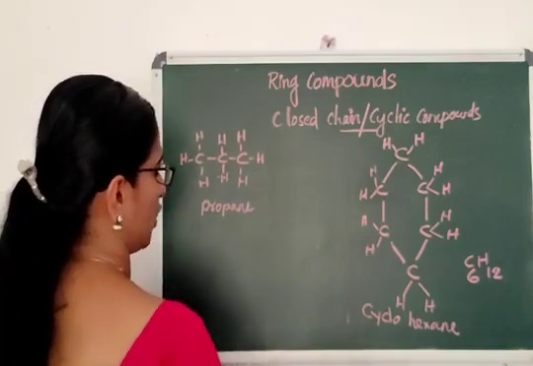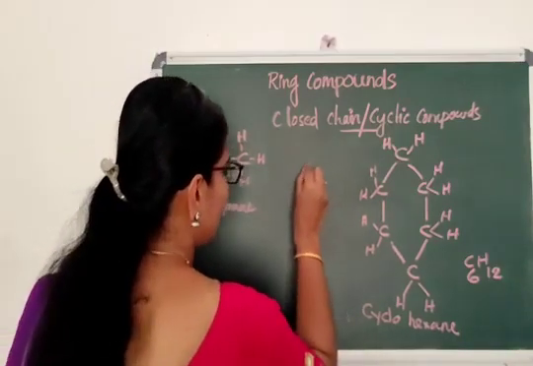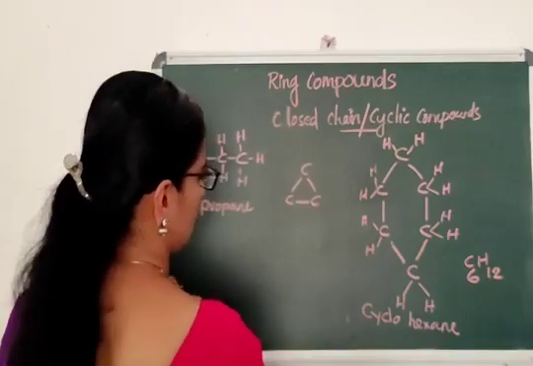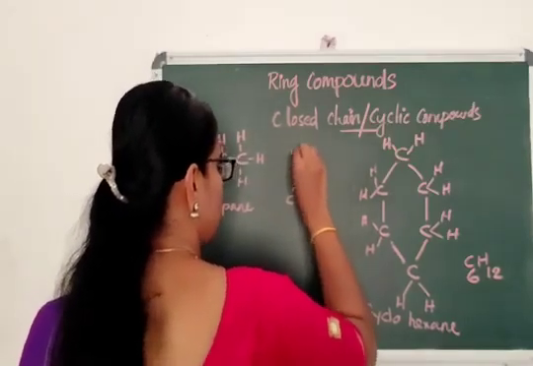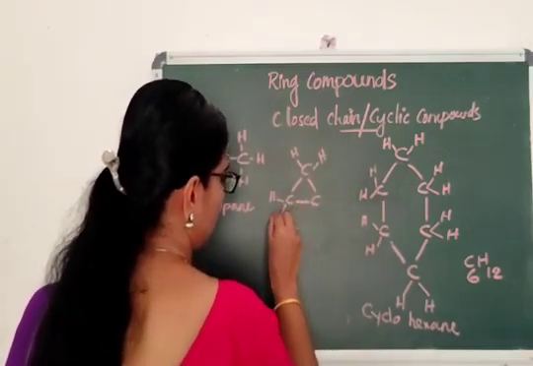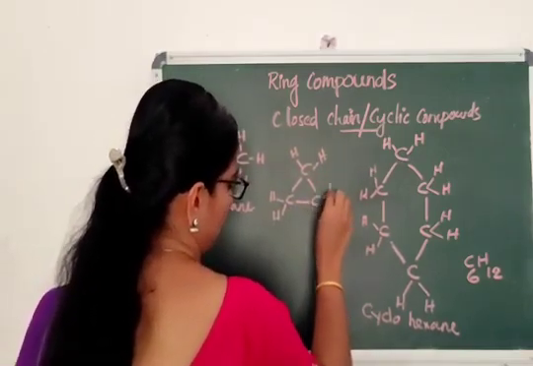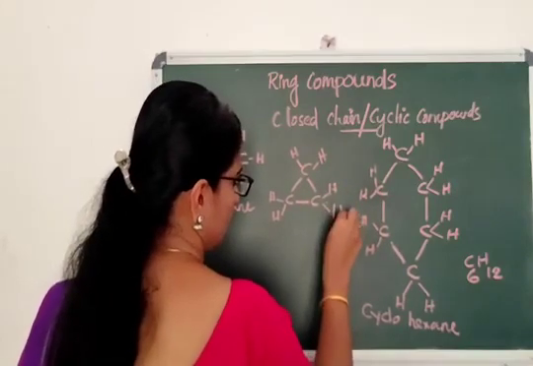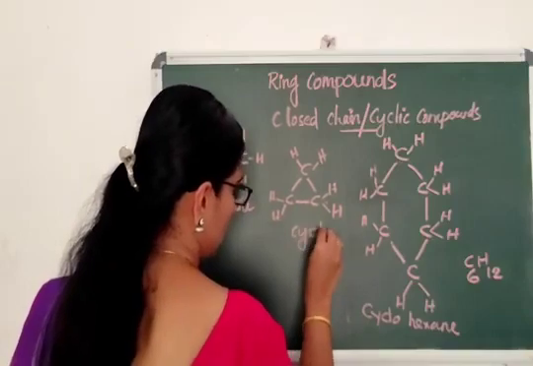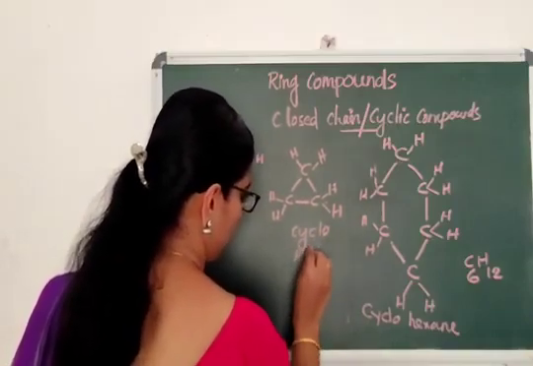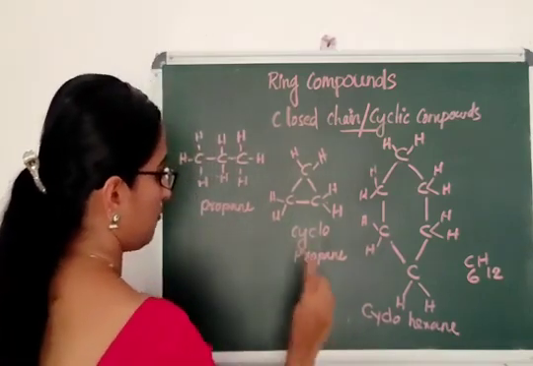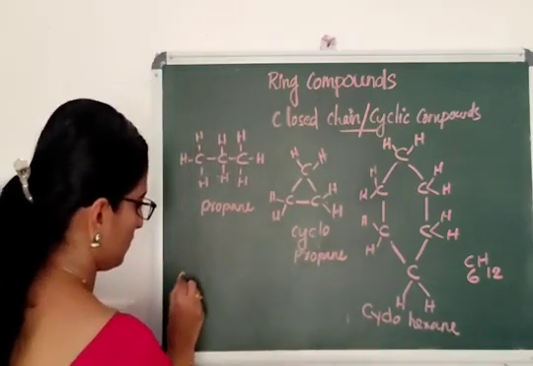How do I draw the cyclopropane? For that, the ring should be closed. The 3 carbons should be closed in a ring. After that, the valencies should be satisfied. This is propane and this is cyclopropane. And if I draw butane, how will I draw? 4 carbon atoms with the hydrogen.